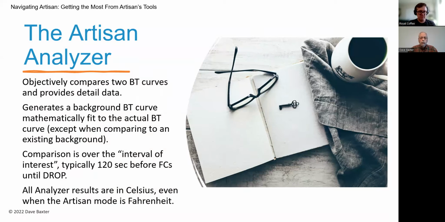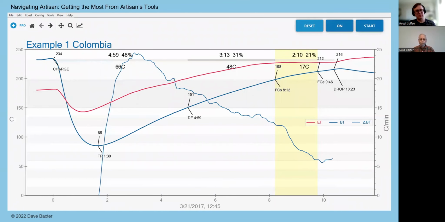One keynote, all analyzer results are in Celsius. Even when the Artisan mode is in Fahrenheit, the results are in Celsius. And that allows for consistent comparison between different roasters and over time if you change the units that you use. So it's always in Celsius.